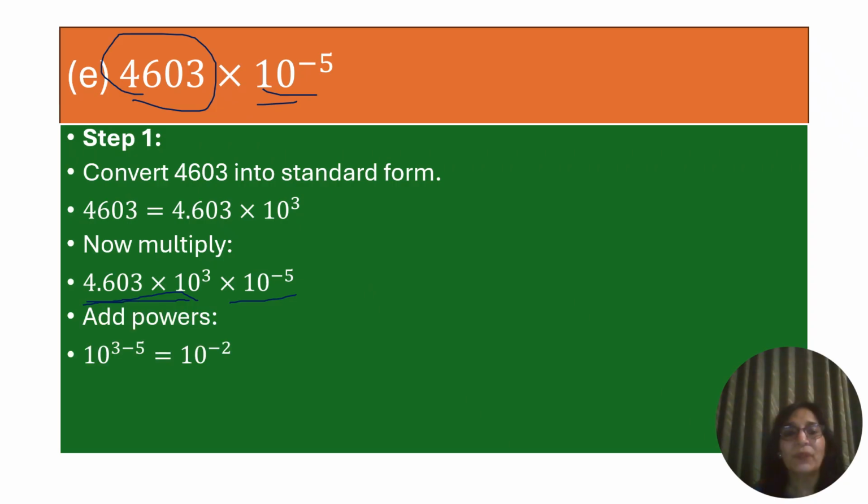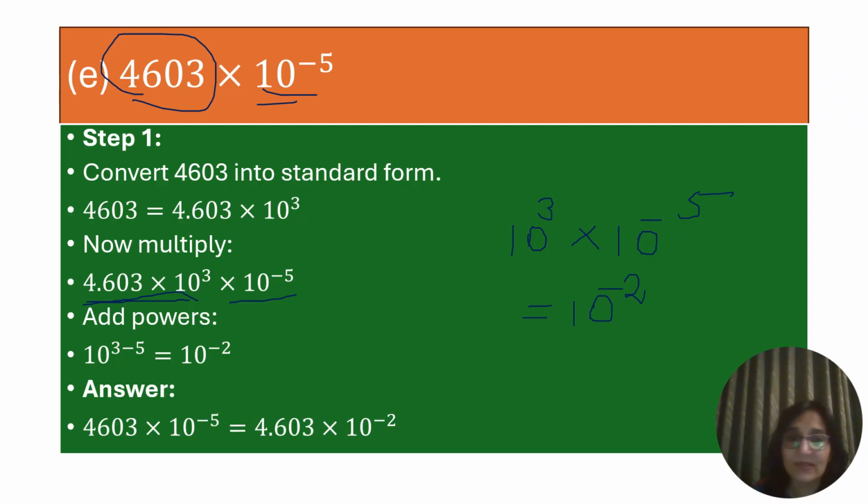Now further, we will add the powers. When we say adding the powers, that means the base is the same, so the powers are added. So 10 to the power 3 into 10 to the power minus 5: when you add, you get 3 minus 5, that is 10 to the power minus 2, right? So then your answer will be 4.603 into 10 to the power minus 2. So this is the way you need to convert and simplify it.